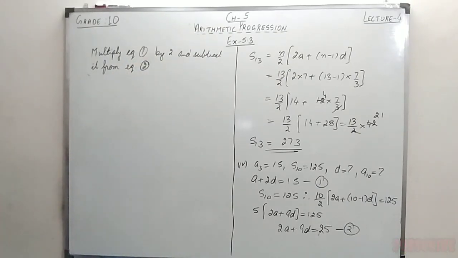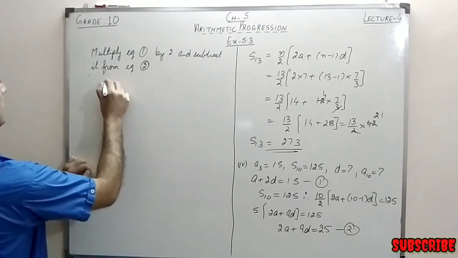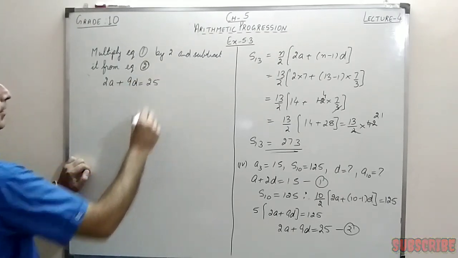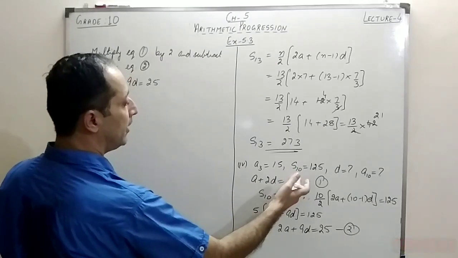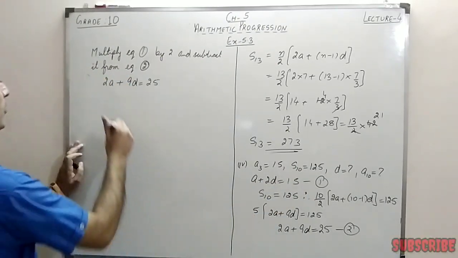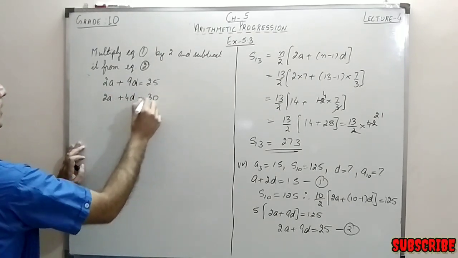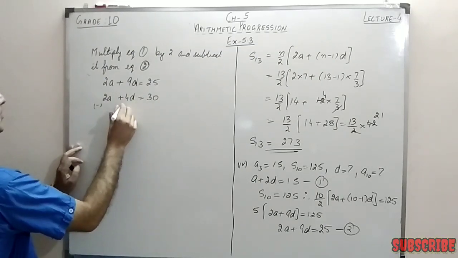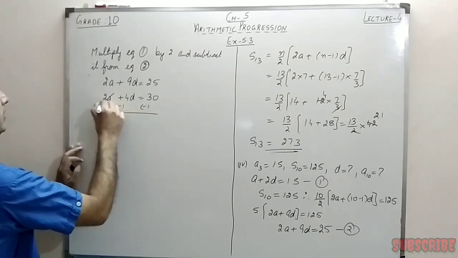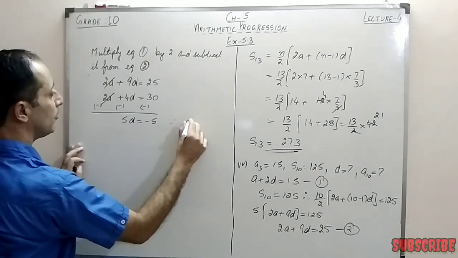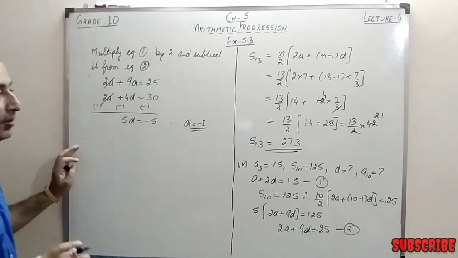So obviously I will be writing 2a plus 9d equal to 25 first. So write this thing. This is 2a plus 9d equal to 25, and then below it I just multiply the first equation by 2. When I multiply this equation by 2, what I get? I get 2a plus 4d equal to 30, and we subtract these two. So changing the signs, this cancels out. This is 5d equal to minus 5, and the value of d comes out to be minus 1. So I get the value of d.